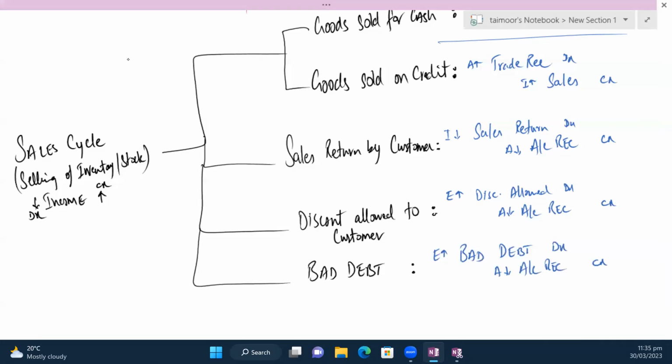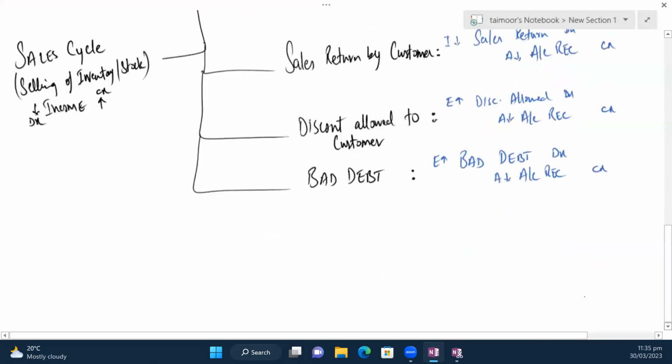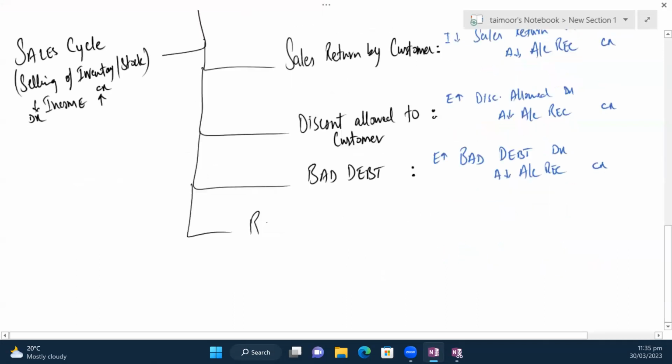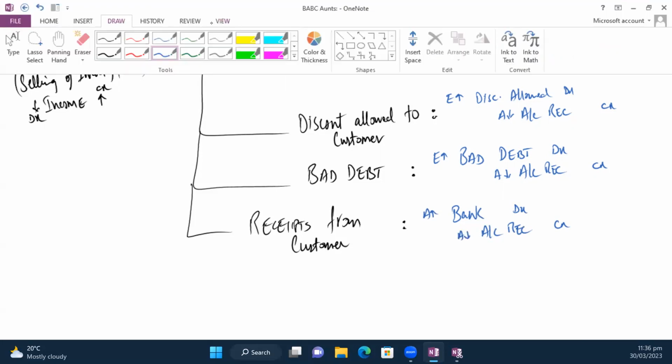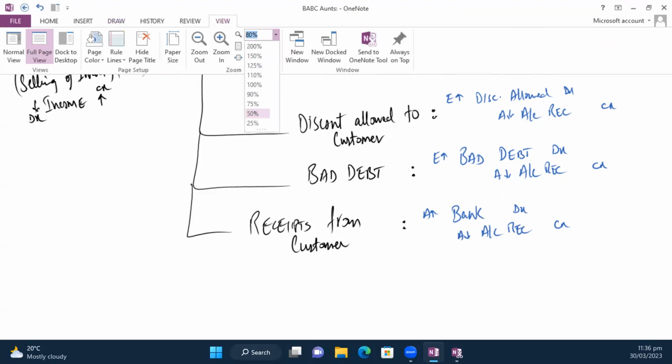Okay. And finally, वो दिन आ जाएगा जिसका हम सबको इंतजार था, which is receipts from customer. Your customer will pay you back your money. So the entry for this will be bank debit or cash debit and account receivable credit. Asset increase and asset decrease. So now, having said that, these are the entries that relate to your customer.